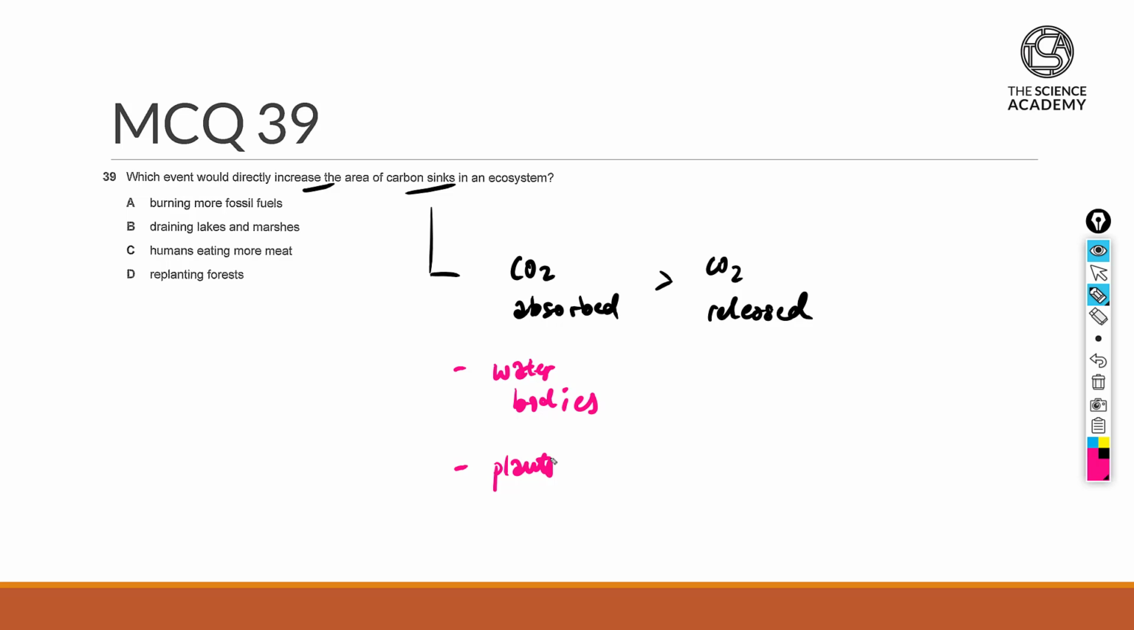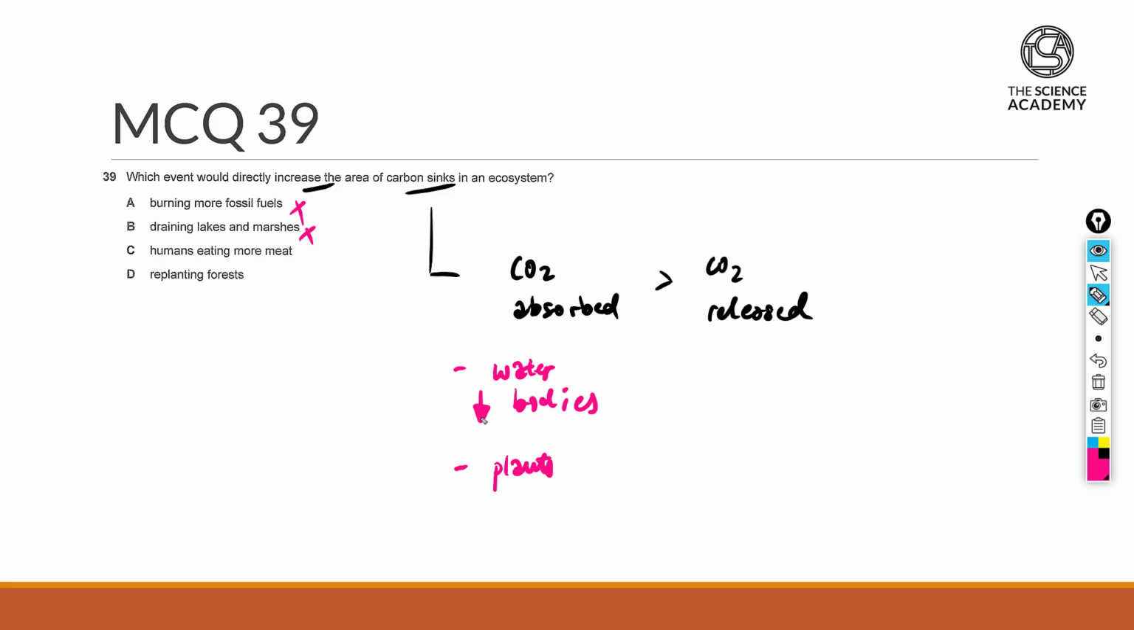So to increase the amount, burning more fossil fuels would have been a no-go. This will actually increase the release of carbon dioxide. Draining lakes and marshes is directly decreasing the amount of water bodies, so the carbon sink area will actually drop.